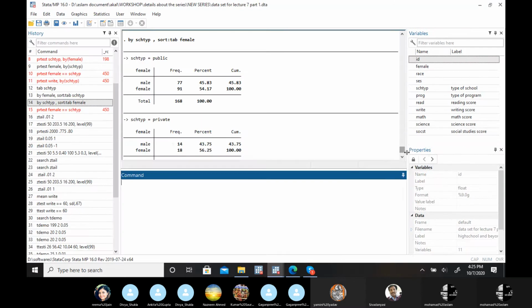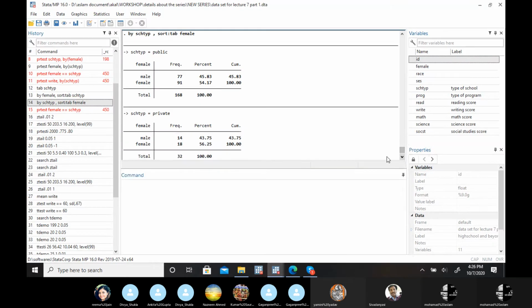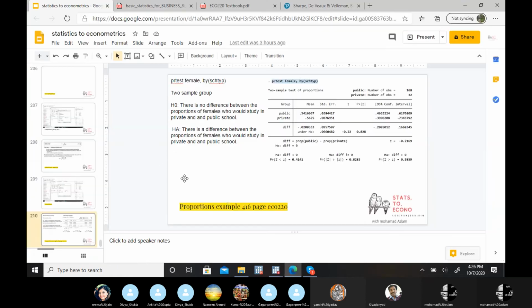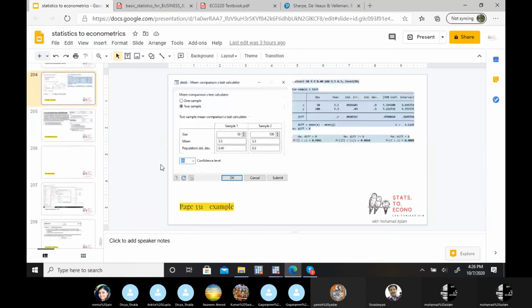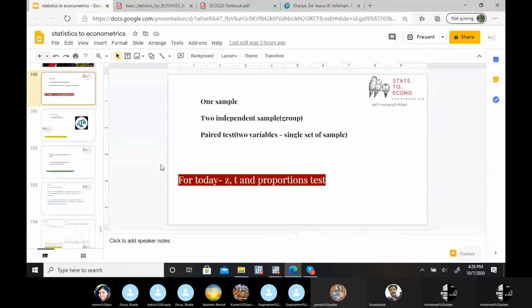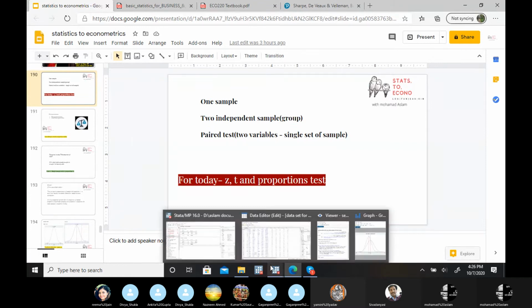So to do this, this is a case of proportion now. I'm doing this second case. Let me keep you on track so that you can understand where we are. I'm doing this two independent sample group test for a categorical variable. We did it for the quantitative variable with the Z and T case. Let me do it for a proportions test for the categorical case.